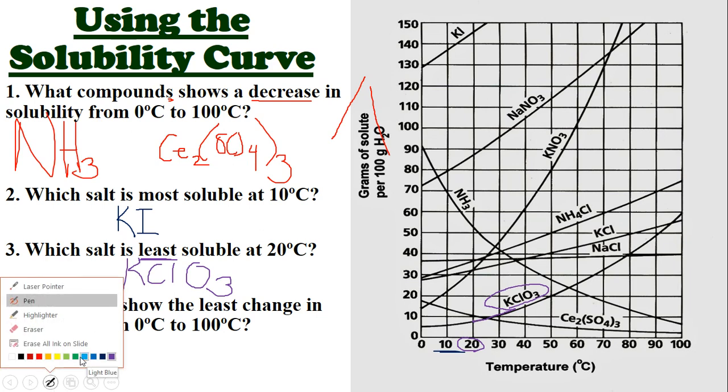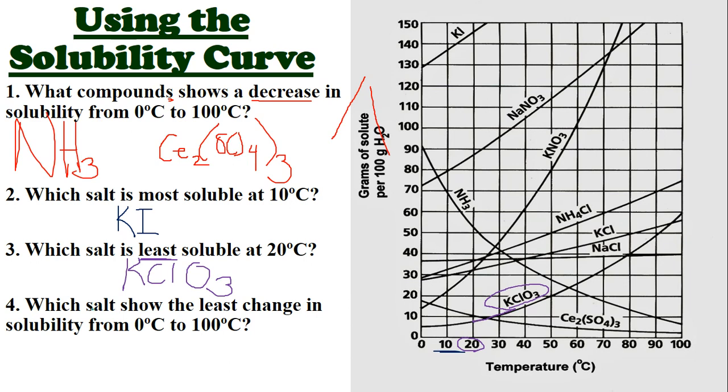And then the last one on this page says which salt shows the least change in solubility. What that means is we're looking for a line that's almost flat. Looking for the flattest line. If we look here, I see this line right here. That's not really increasing much, and that's NaCl, also known as table salt.